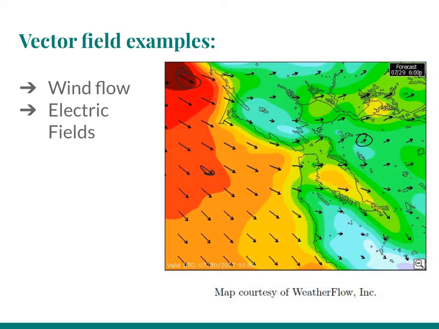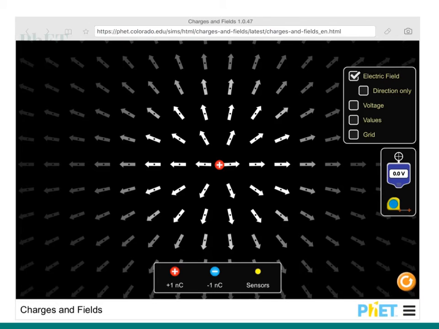Electric fields, which we will be studying, are also vector fields. They map out the force to charge ratio and the direction that it's going to go. So we're going to take a quick look at an electric field in simulation. You can find the link to this PhET simulation in the slides, or you can Google PhET charges and field simulation. It'll pull right up and it'll run in your browser.